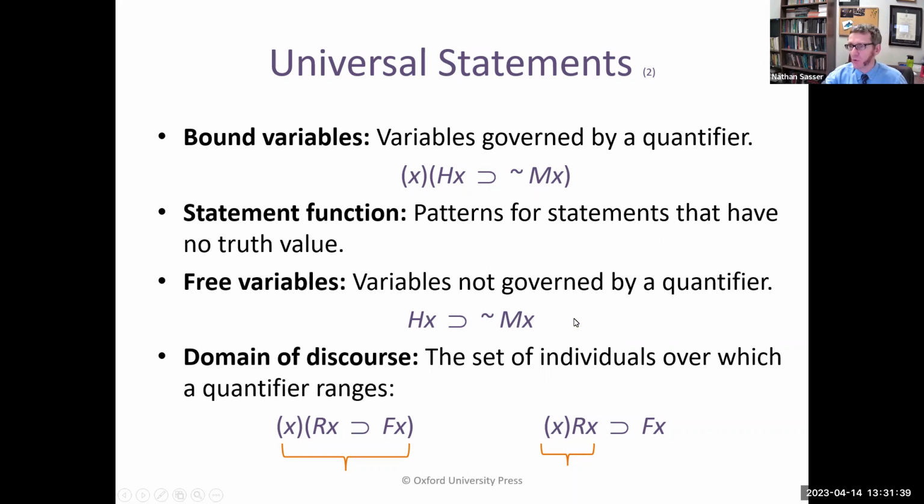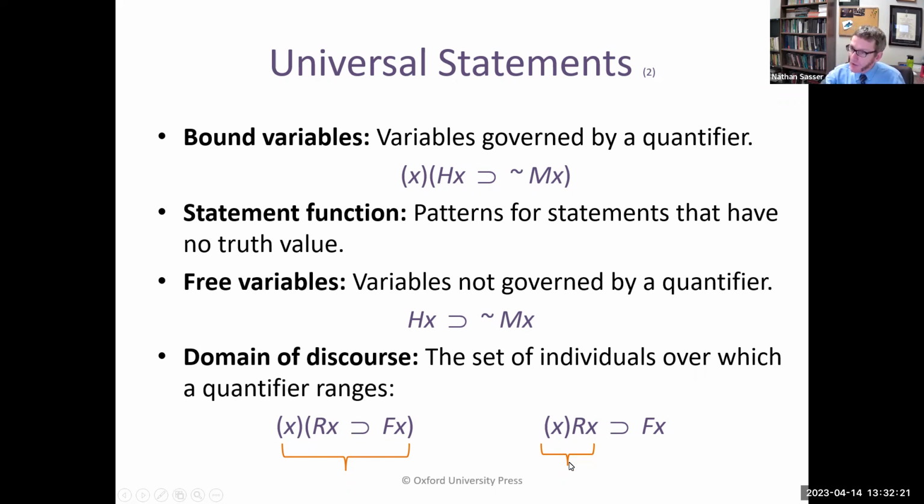We haven't said that this is something that holds true of all individuals, and we haven't said it's something that holds true of some individuals. We haven't said that this statement function applies to any defined domain. So we call the variables in this statement function free variables. And again, the whole statement function doesn't have a truth value, although we will be working with these statement functions a lot. And like I said, the domain of discourse is just that set of individuals over which the quantifier ranges. Those individuals that are within the scope of that statement that immediately follows the quantifier.